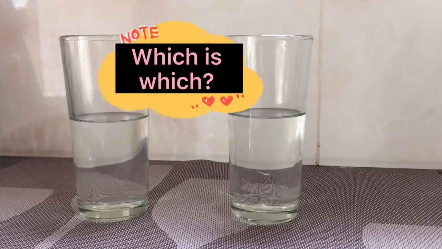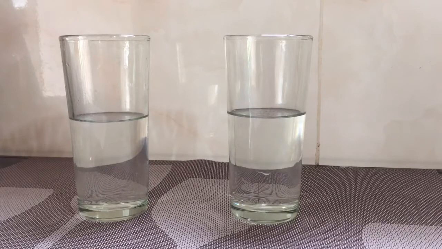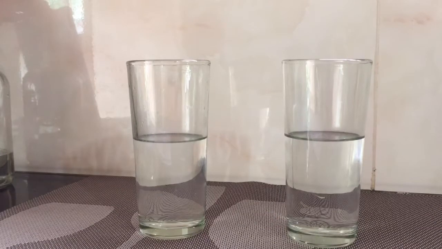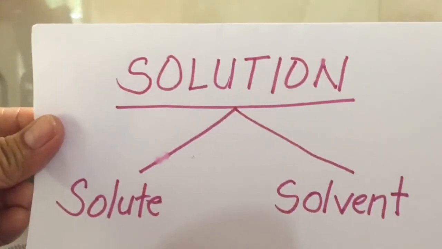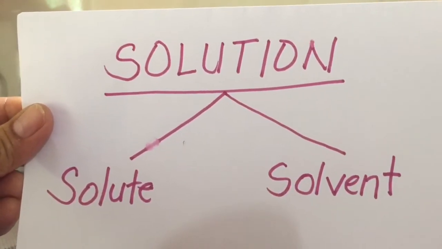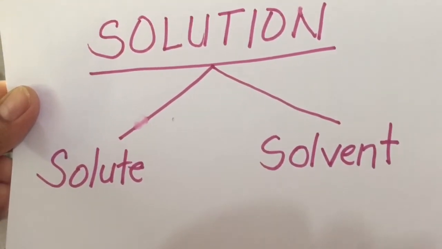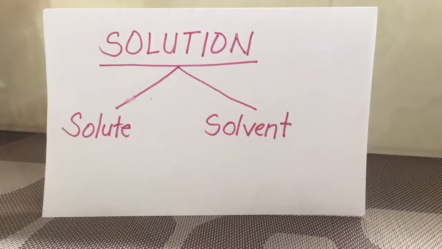Can we still identify which one is a sugar solution and which one is the salt solution? Of course not. It's very hard to tell unless you are here to taste the solutions. So these two mixtures are classified as solutions, and solutions have two components, the solute and the solvent. The solute is the component of the solution which dissolves in the solvent, and it is the lesser component of the solution. The solvent is the component of a solution which dissolves the other component. It constitutes the larger component of the solution.